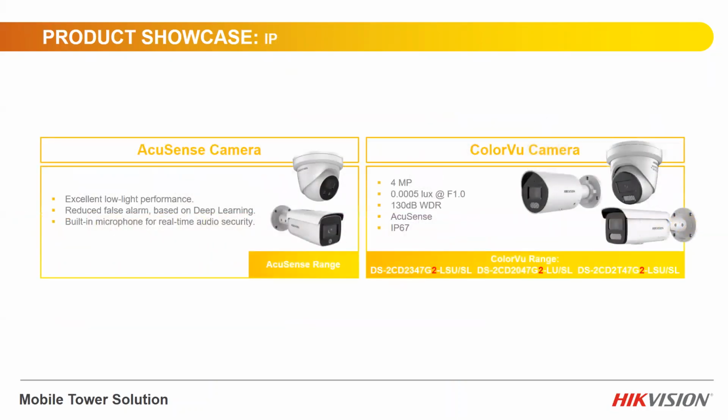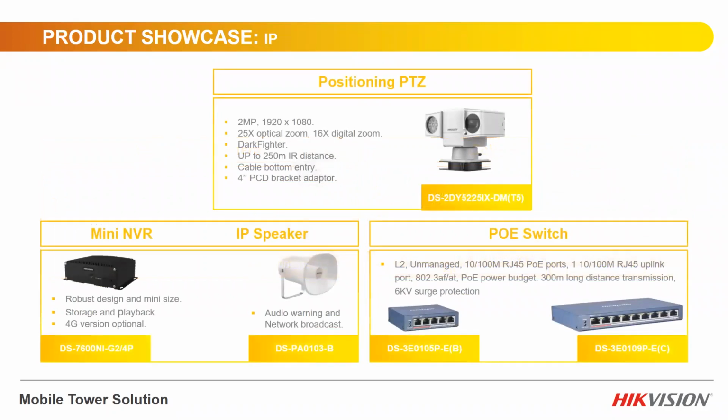Again, here showing the features of the AccuSense range we discussed, and the G2 colour view cameras also coming with AccuSense technologies. The 2-megapixel PTZ with 25 times optical zoom and dark fighter technologies. The robust mini NVR that has 4G versions available. The IP speaker for the audio warning, as well as some models of PoE switches that we have available.